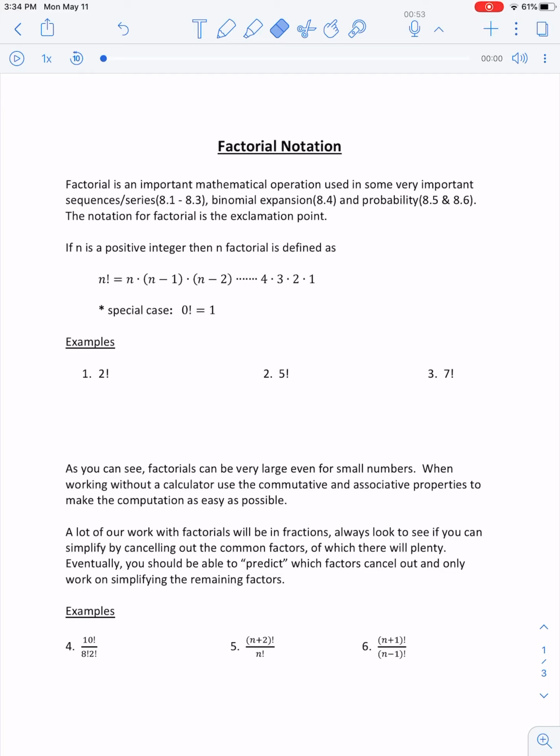Now, that probably doesn't make a lot of sense. A lot of people would think 0 factorial is 0, but in order for a bunch of probability formulas to work properly, we have to make the exception that 0 factorial equals 1.